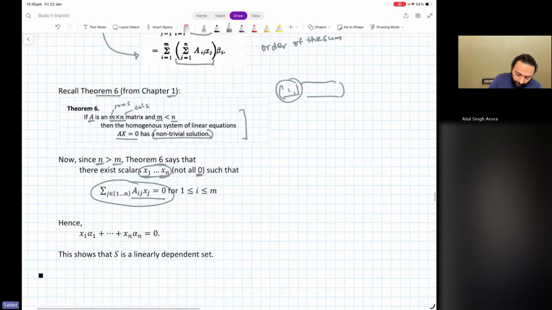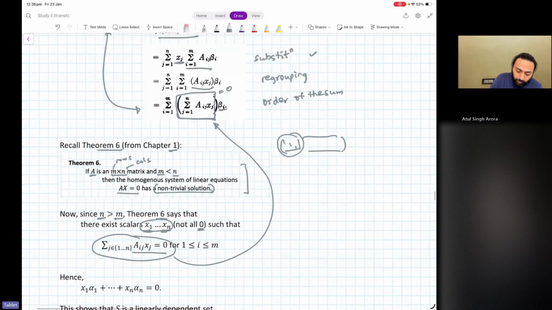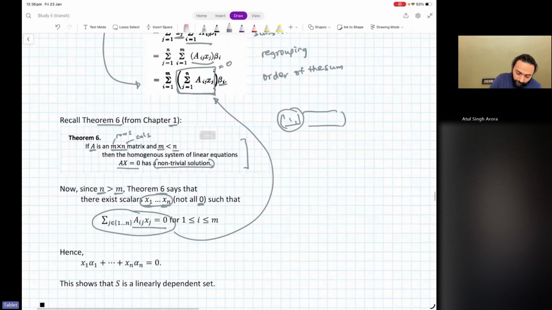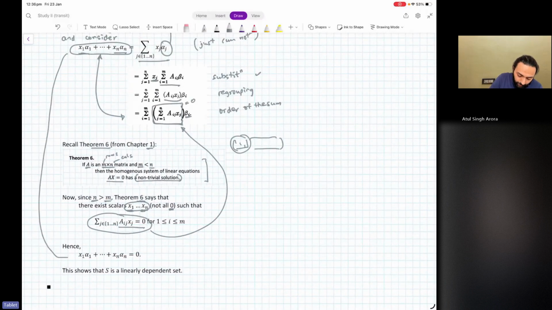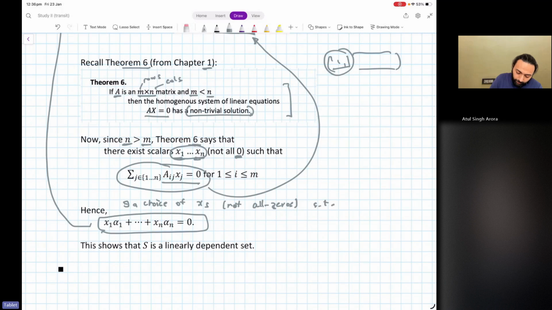And so now we can use this fact, and if you plug it here, it means that this sum is going to be zero. And what does that mean? You sum zero a bunch of times, you still get zero, correct? So in effect, this equation is going to give you a zero. So there exists a choice of x's, not all zeros, such that this linear combination disappears. And this was the definition of being linearly dependent, right?